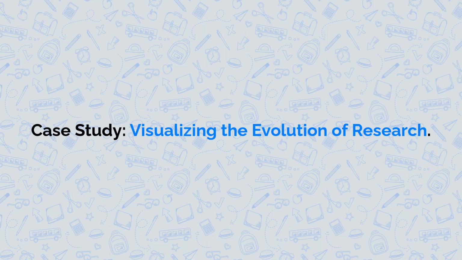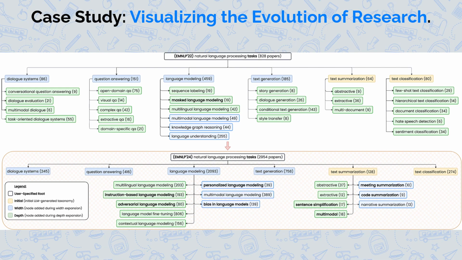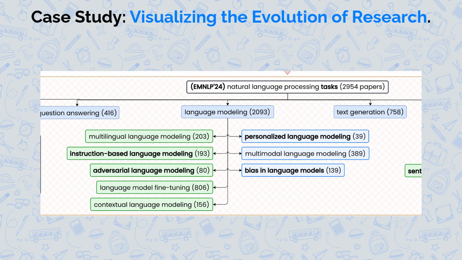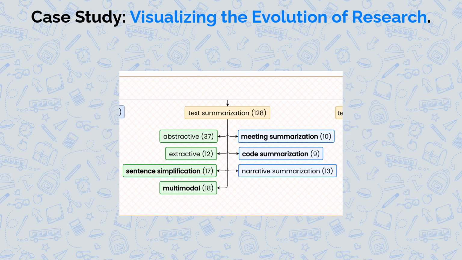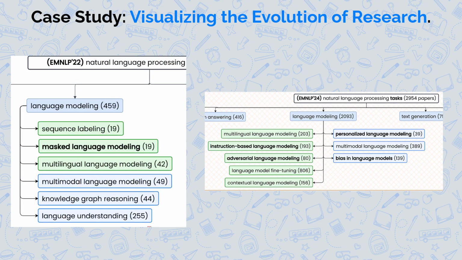We also conduct a qualitative case study where we visualize the ability of TaxoAdapt to capture research evolution. We illustrate TaxoAdapt's sensitivity to change. In the newer EMNLP 2024 corpus, we observe new branches and nodes for instruction following, adversarial language modeling, and personalized language modeling, along with meaning summarization and code summarization. Earlier staples, like masked language modeling in 2022, recede, faithfully mirroring the field's shifting focus.